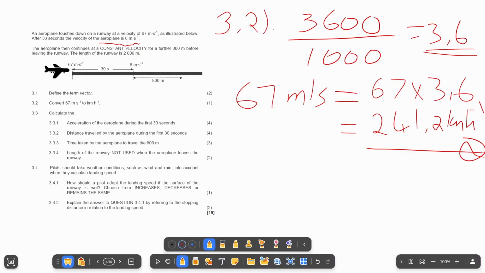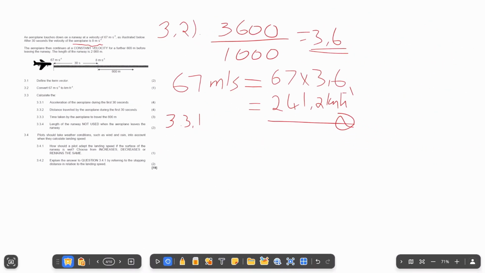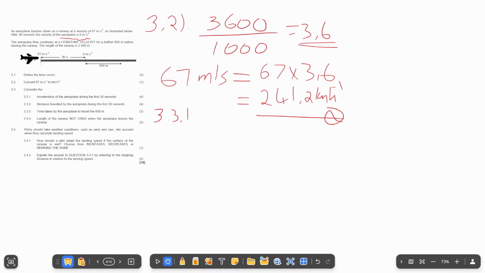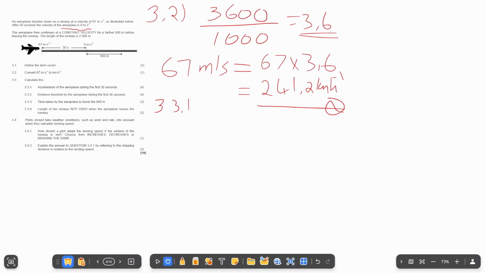So 3.3.1. It is always good practice to write what you are given, because there are also formulas that you can use. Just saying it changed from 67 to 8 in 30 seconds, then taking the difference and dividing by 30 seconds, will still be correct. But to make sure you get the maximum marks, you see here the marks are 4. That's a lot of marks for this question.